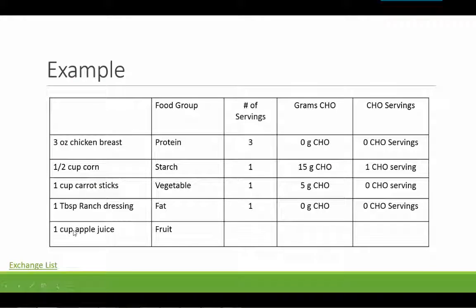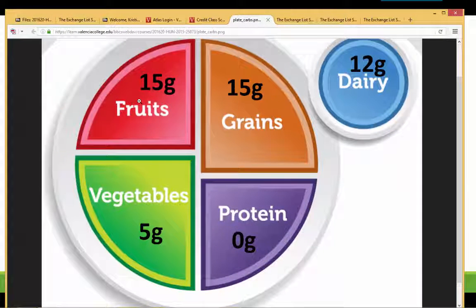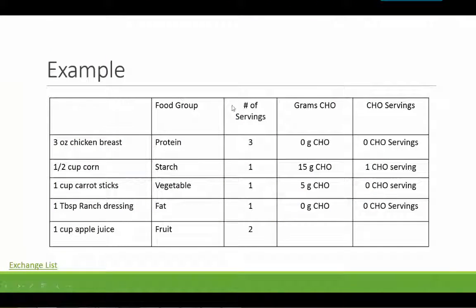So we consumed 1 cup apple juice. That means we consumed 2 servings of fruit. Well, we know that 1 serving of fruit equals 15 grams of carbohydrate. So if we consume 2 servings of fruit, that means we had 30 grams of carbohydrate or 2 carbohydrate servings. So hopefully this helped provide some guidance in how to do your carb counting.